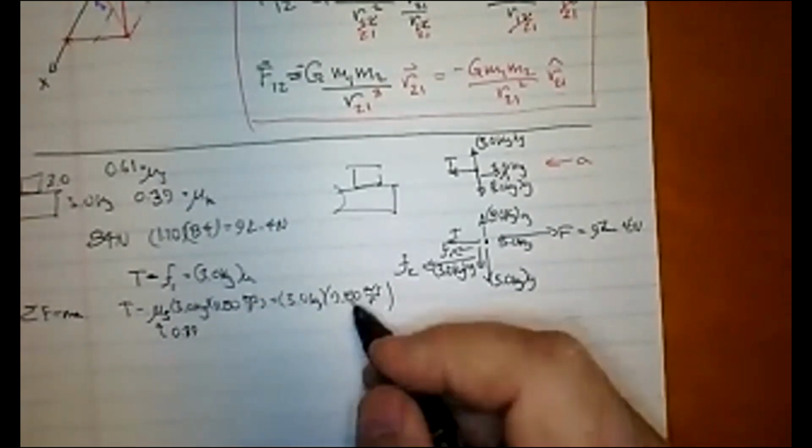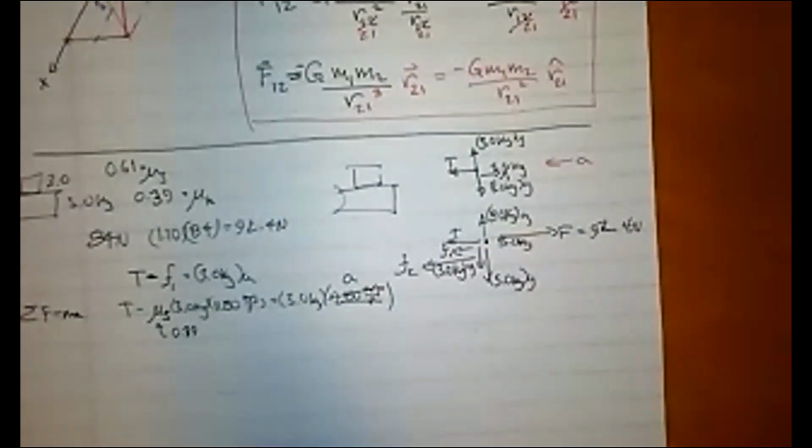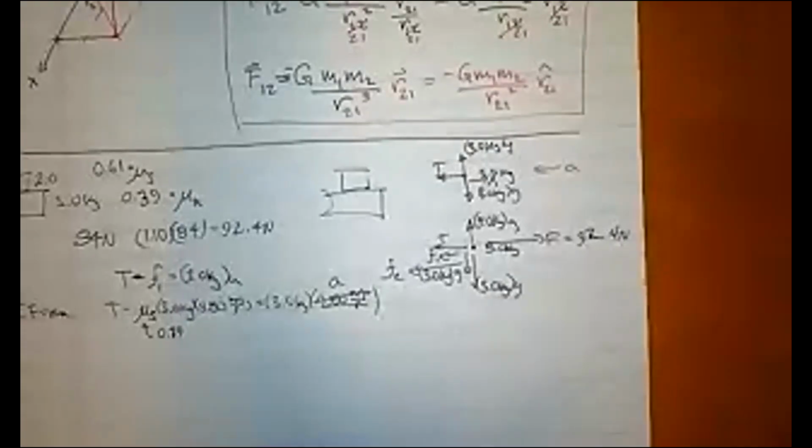And, oh, I said 9.8. That's not 9.8. They're asking for the acceleration. I was about to say that. Thank you. Yeah, that's supposed to be A, the acceleration. I got mixed up with my G's there for a second. So that's supposed to be A, the acceleration.